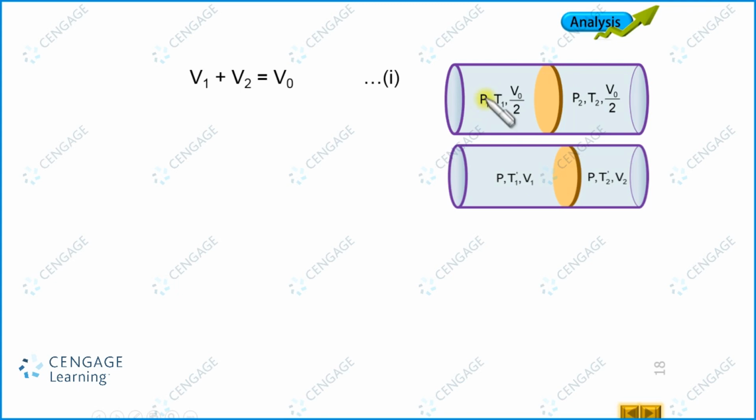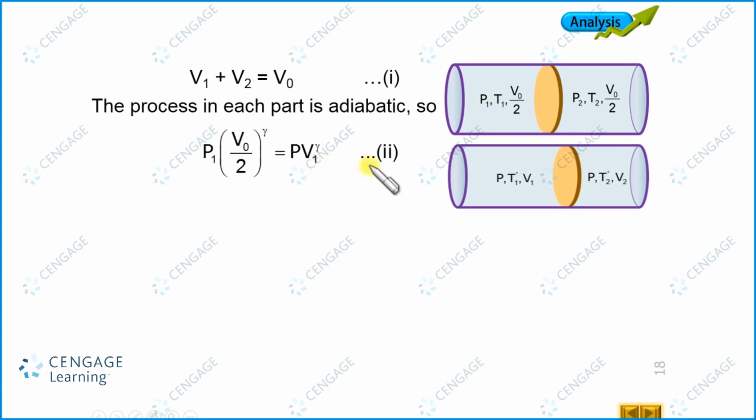Initial state is P1. Initial volume is V0 by 2. So we can write P1 multiplied by (V0 by 2) to the power gamma, that is equal to P V1 to the power gamma. So this is for the left hand side part. Let us write the adiabatic equation for the left hand side.